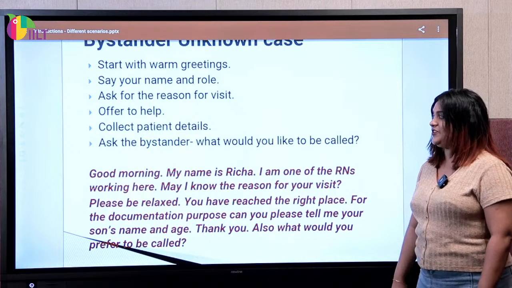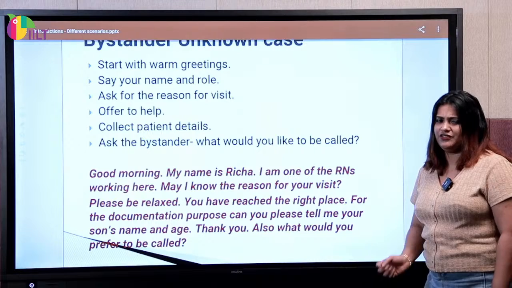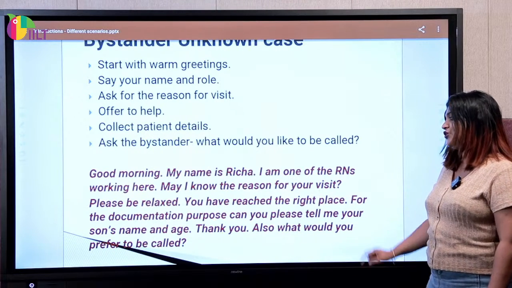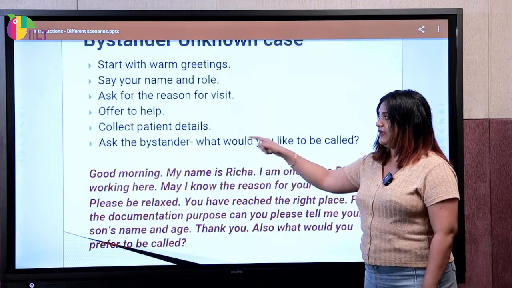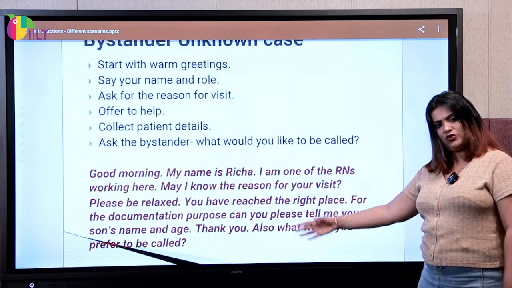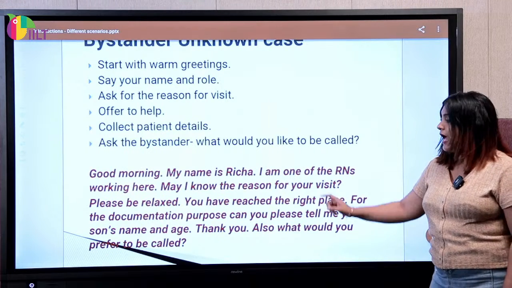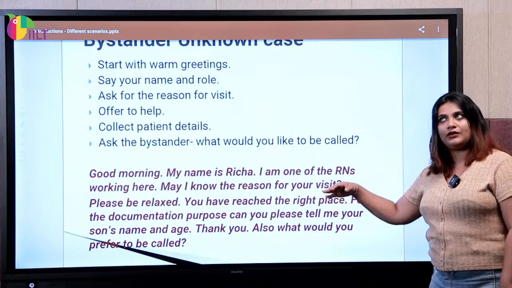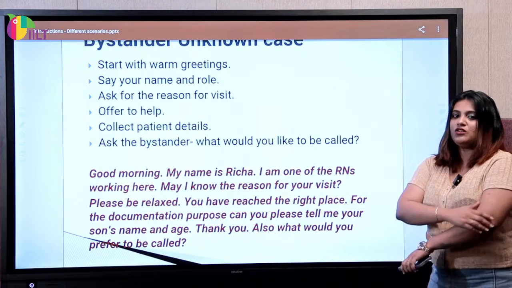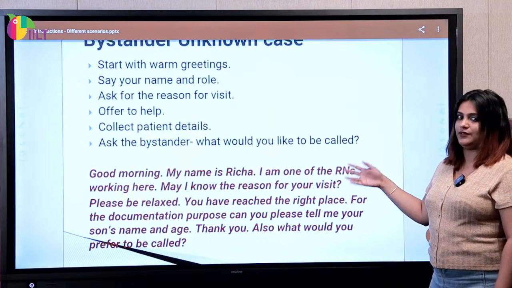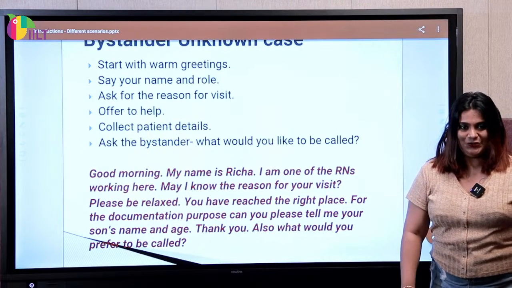Then you have to collect patient details for the documentation purpose. Or you can say, before we proceed further, for the documentation purpose, could you please help me with your son's name and age? So she will tell the son's name and age. And we have to ask the bystander again, thank you. Okay, we can say thank you for that. And then you can say also, what would you prefer to be called? And after getting the name of the bystander, you can directly move on to the next task. Maybe offer an examination or ask for the symptoms, something like that, depending on the cue card. So these are the different ways of doing it too.